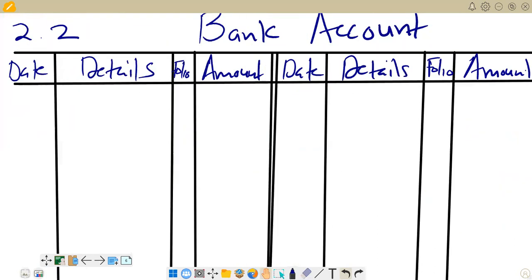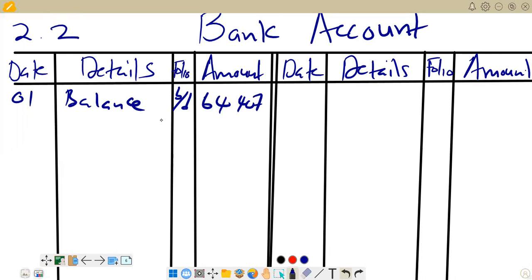So this is our opening balance, and the date is on the first. Here 1, and then we are saying balance. This is our balance brought down. And the amount we are saying 64,407. Then the total of the cash receipts will now come here on the debit side to say total receipts.